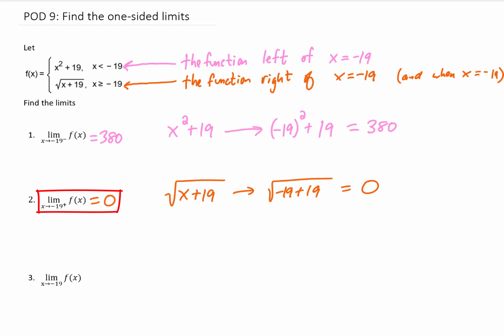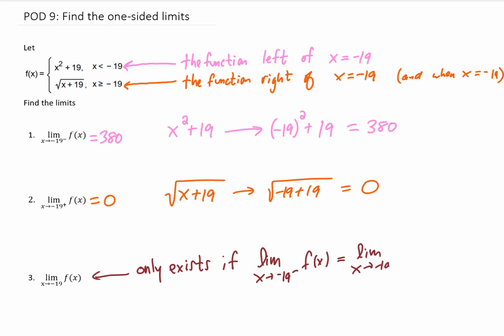Now for the third part of this problem, we need the limit as x approaches negative 19 of the function. Well, this limit doesn't have a plus or a minus on it, so it's a two-sided limit. And this limit only exists if the limit from the left and the limit from the right are equal to each other. And because the limit from the left is 380 and the limit from the right is 0, they do not equal each other. So this final limit does not exist.